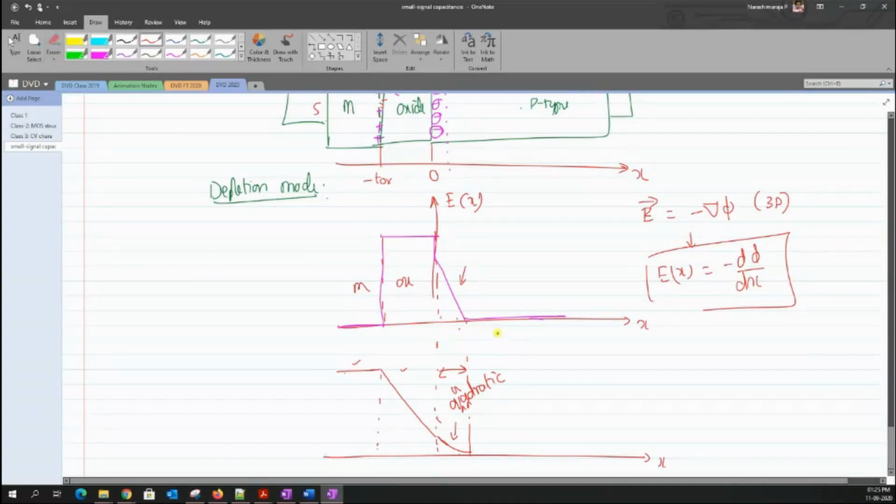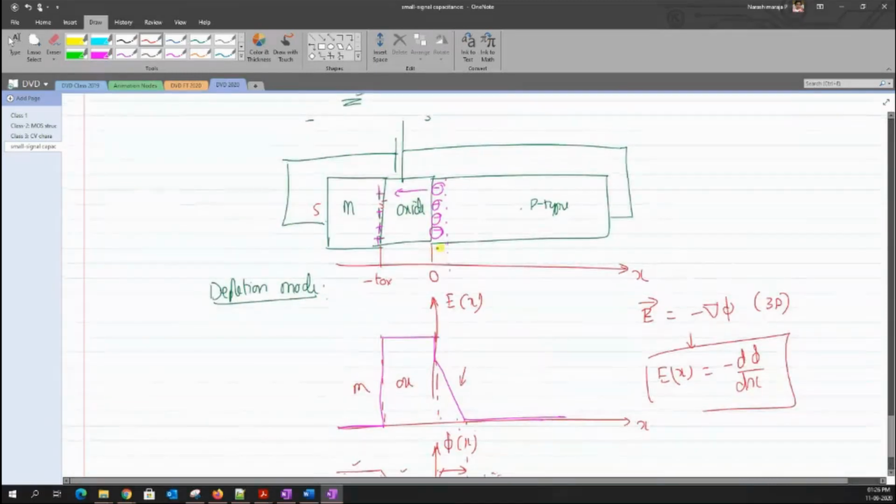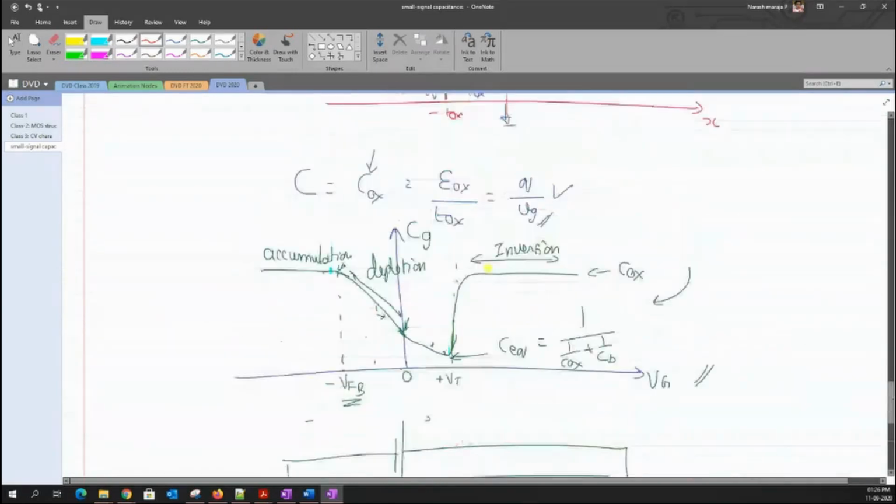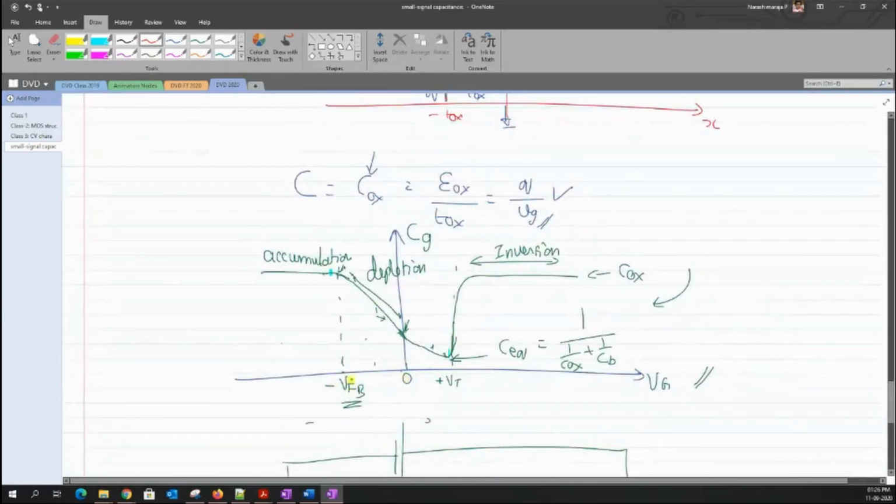Maybe I have to write it as phi of x, which is nothing but the potential profile, okay? So any voltage that drops across this is basically a quadratic with respect to the distance, okay? But when I try to plot this particular graph, this axis is not a quadratic axis, okay? It's a linear axis. So due to which the capacitance takes the shape of the quadratic nature, okay?